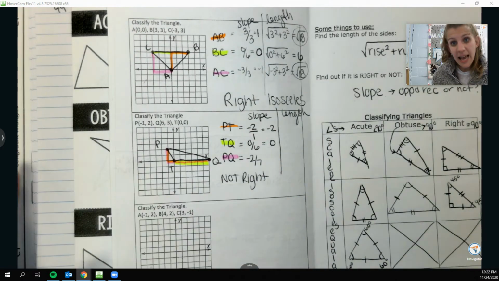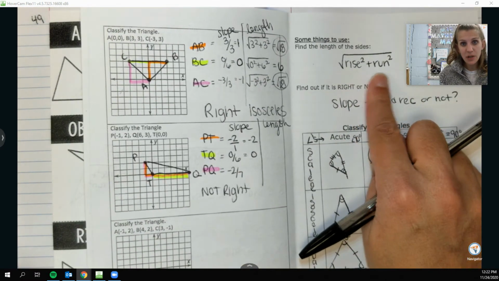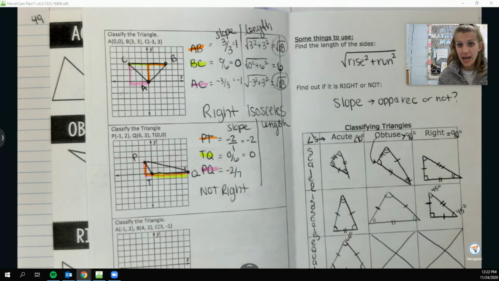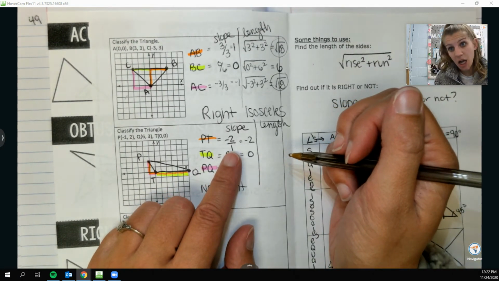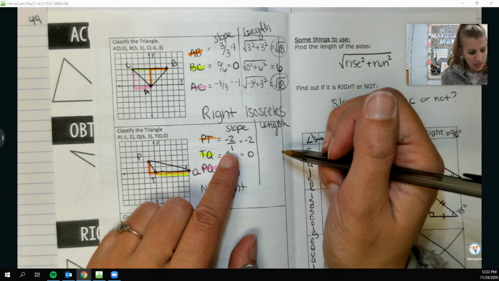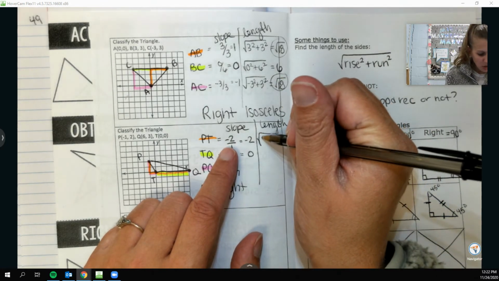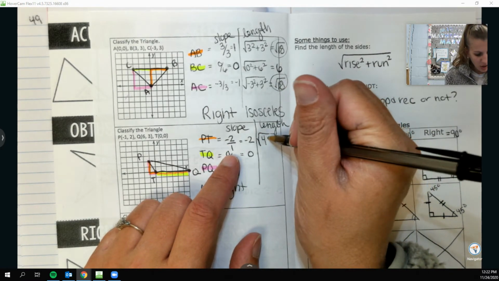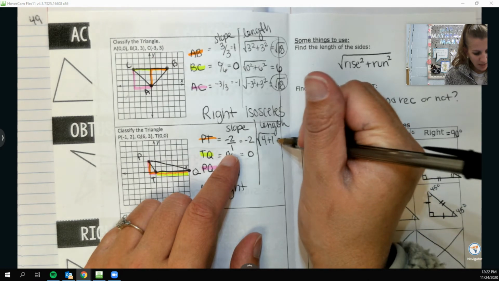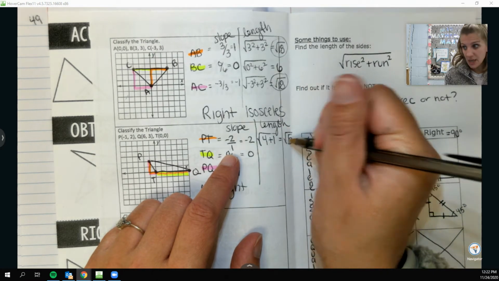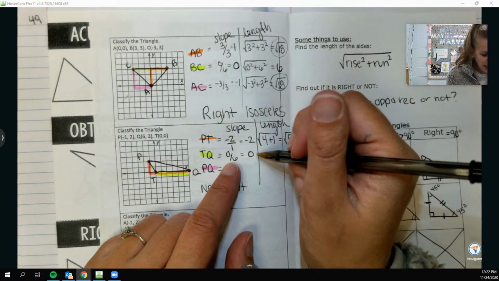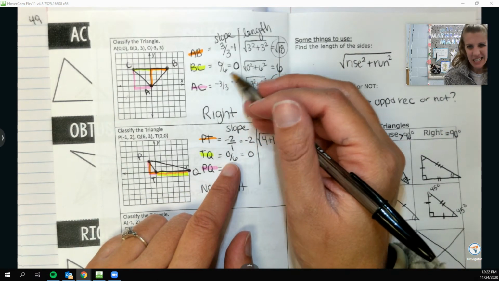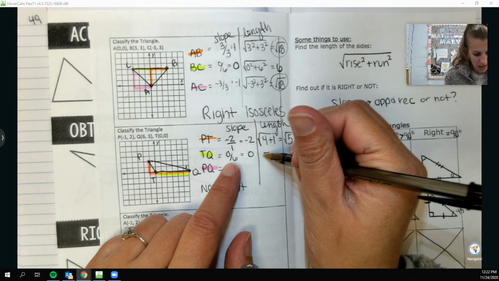Then to find the length, I'm going to use rise squared plus run squared and then square root it if I can. So I have to go back to my non-reduced slope to do this. So -2 squared is 4. 1 squared is 1. So we got square root of 5. Over here, that 0 and 6 again, I already did it. So I already know that it's 6.